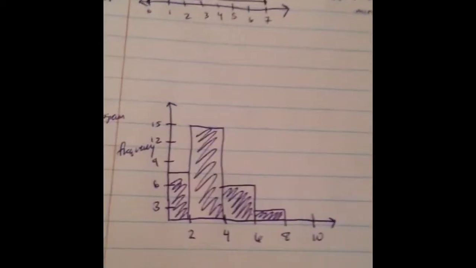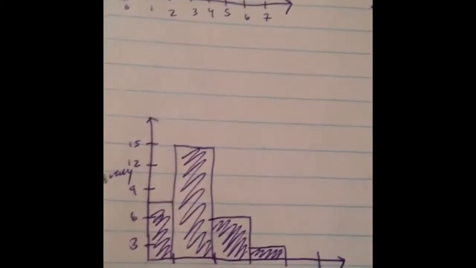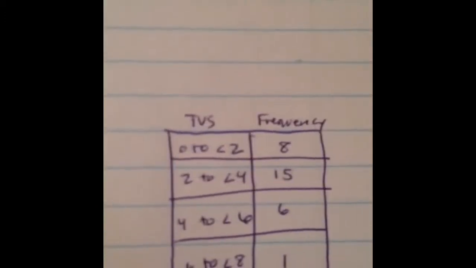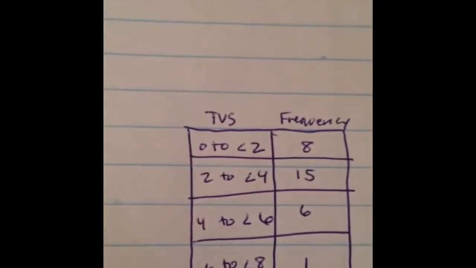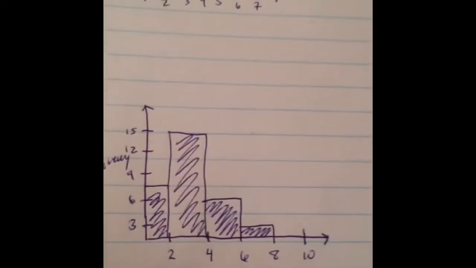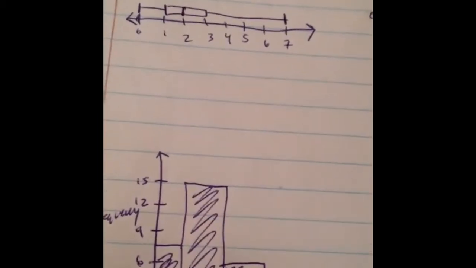So then you will come to a histogram, which is basically like a bar graph. And then right here you see the frequency of 0 to 2, which is 8, 2 to 4, which is 15, 4 to 6, which is 6, and then 6 to 8, which is 1. So all you do is basically make bar graphs and shade in the numbers of the frequency. And that's box plots and histograms. Yeah, baby.